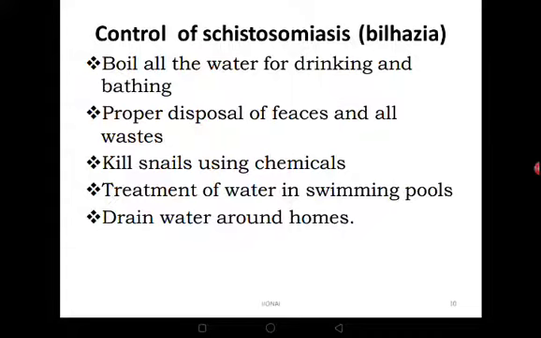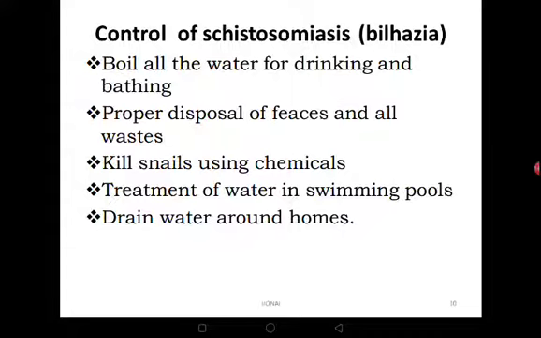Please urinate in the right place. Don't urinate in the bush. It can rain and that water is taken to the lake, and if you are suffering from bilharzia, you're already spreading it. Urinate in the right place and also defecate in the right place.